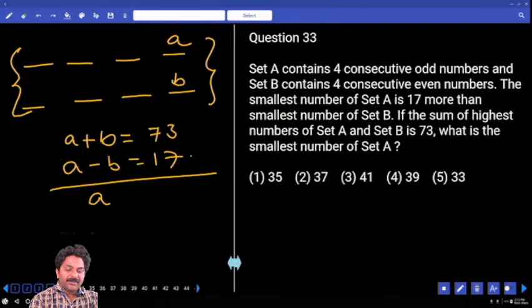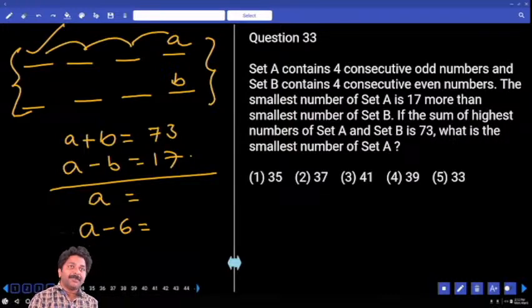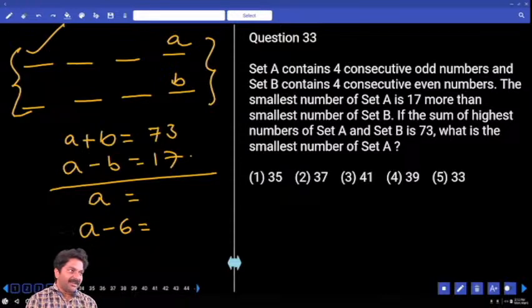Question is about set A's least number. So once you get the A value, if you subtract 6, you will get your answer. Least number in set A, tick mark. That's what you need to know. Yes, for A, you need to subtract 2 here, again 2, again 2. That means you need to subtract 6. So once after getting the A value, subtract 6, that is your final answer.